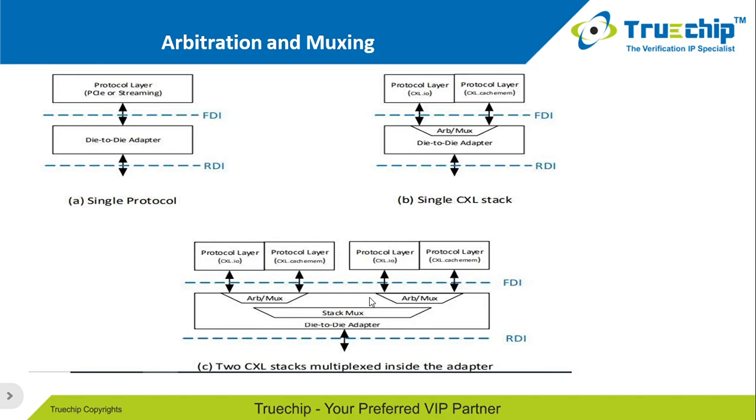And in the third diagram, we can see that the protocol layer has two stacks and each stack has two flits, which are only supported by the CXL mode. So in the adapter layer, first the arbitration and muxing process will decide which flit will be transmitted first, and after that stack muxing will take place to decide which stack will be transmitted first through the adapter layer to the next layer.